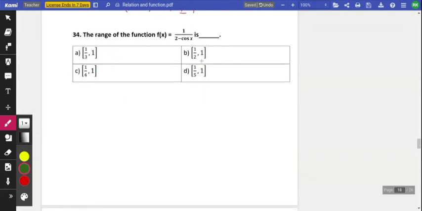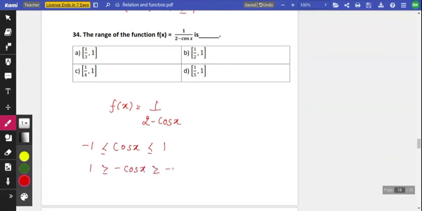In this question, you have to find the range of the function f(x) = 1 upon 2 minus cos x. As we all know, the range of the function cos x is minus 1 to 1. Take minus sign on both sides. Because of the minus sign, the inequality arrow will change. Now add 2 on both sides. After adding 2 on both sides, we get 2 minus cos x is greater than or equal to 1.